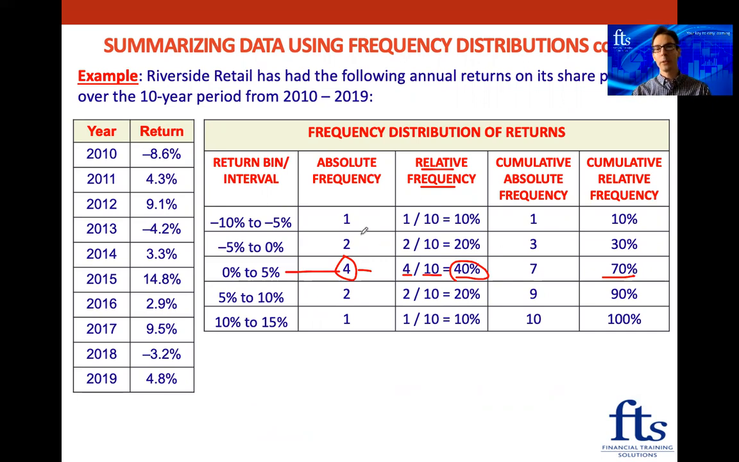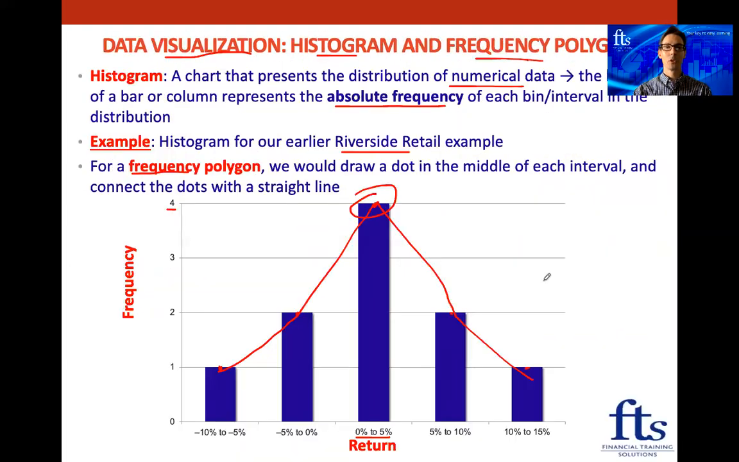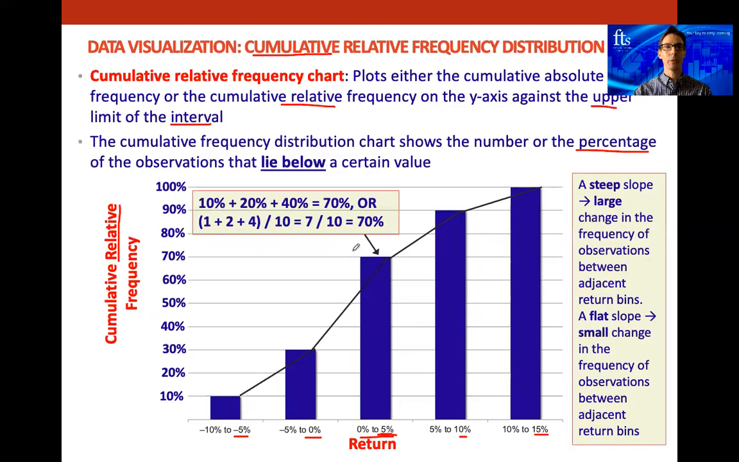Or what we can do is take 1 plus 2 is 3, 3 plus 4 is 7. So our cumulative absolute frequency there is 7, and 7 divided by our total number of observations, which is 10, is also going to give us our 70%, 7 over 10. So we can do it one of those two ways. I put both of them on our slide so that we can see we can do it either method.